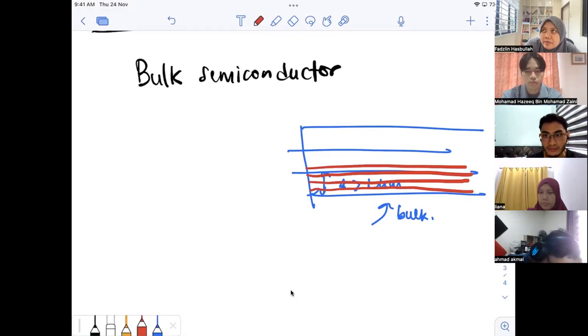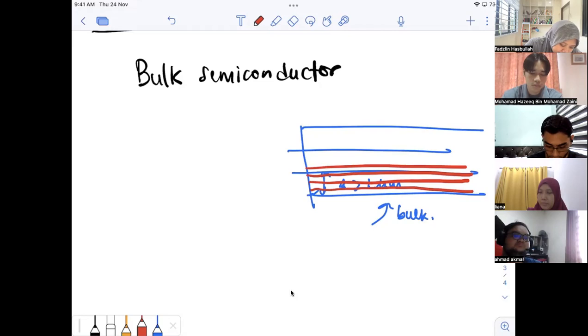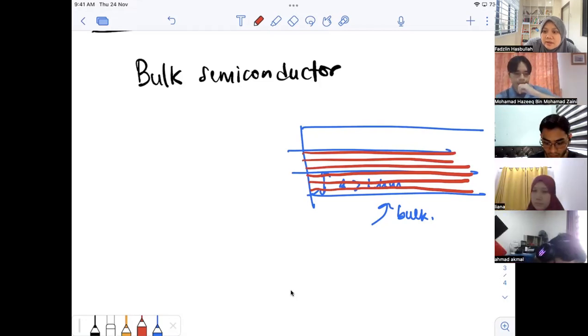Kalau quantum well, the thickness of this quantum well layer, it will be roughly like here.